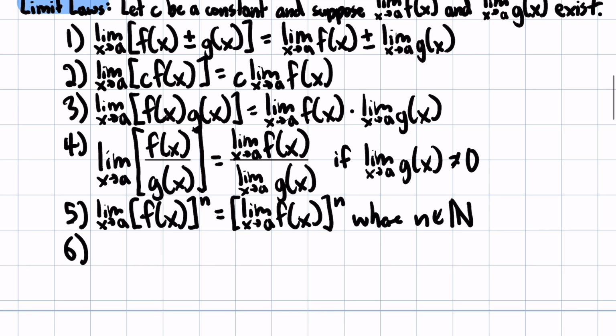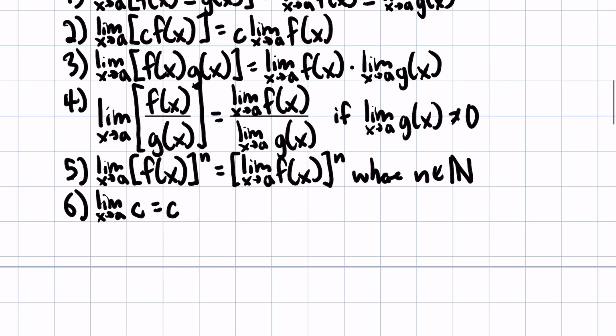Next, the limit as x approaches a of a constant is just the constant itself, right? Thinking about it, if we graph a constant function, it's just a straight horizontal line. And so wherever we're approaching from in terms of x, it doesn't matter. We're always just going to be approaching that constant.